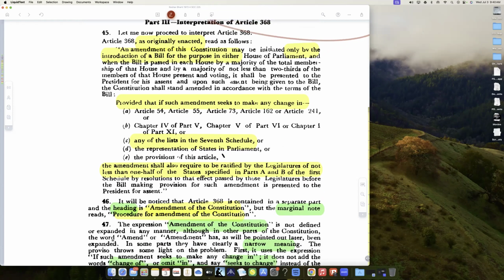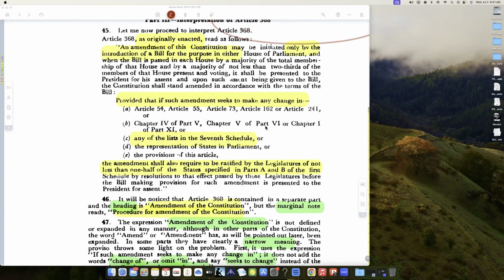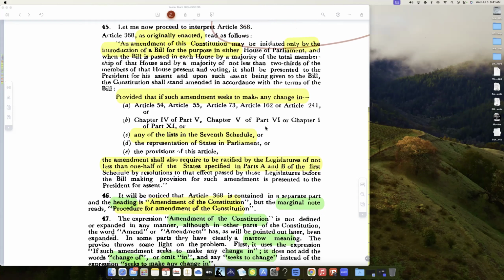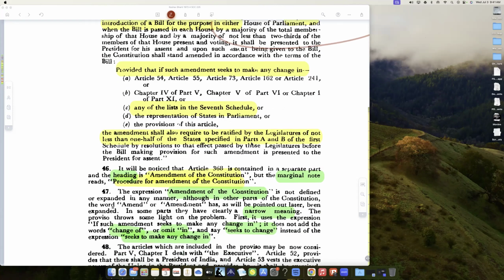Then any list in the 7th schedule, if that is to be altered, like if the union list is to be enlarged, then that would erode the state list power. So therefore, you'll have to seek ratification from them. Then representation of states in parliament, that's one thing. Then the proviso of this article, that is 368: the amendment shall also require to be ratified by the legislature of not less than one half of the states specified in parts A and B. Now, this part A and B existed originally, that has been removed now.